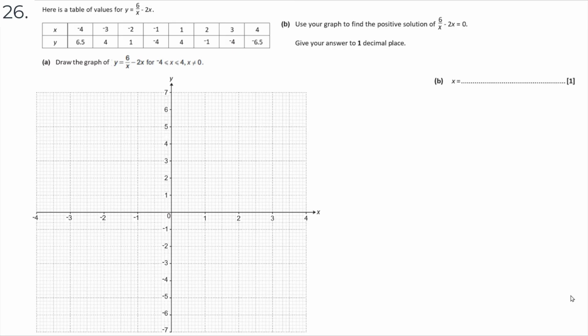So minus 4 goes with 6.5, which is there. Minus 3 goes with 4. There. Minus 2 goes with 1. Minus 1 goes with minus 4. 1 goes with 4. 2 goes with minus 1. 3 goes with minus 4. And 4 goes with minus 6.5.